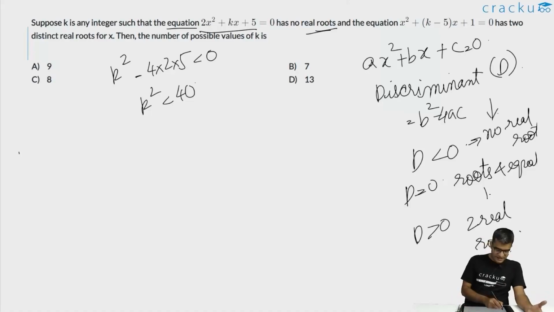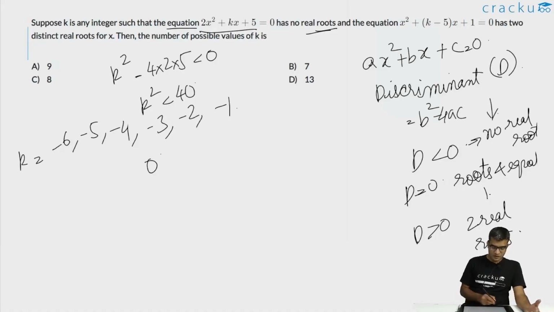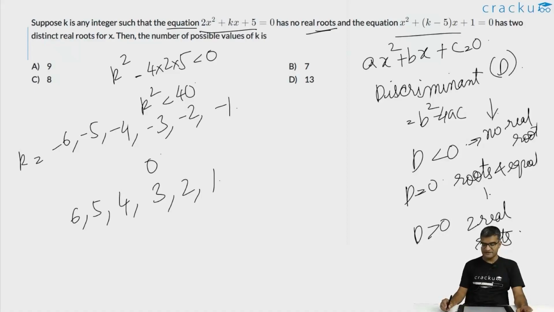If k² is less than 40 and k is an integer, what are the values that k can take? k will be either −6, −5, −4, −3, −2, −1, or it will be 0, or it will be 6, 5, 4, 3, 2, or 1.